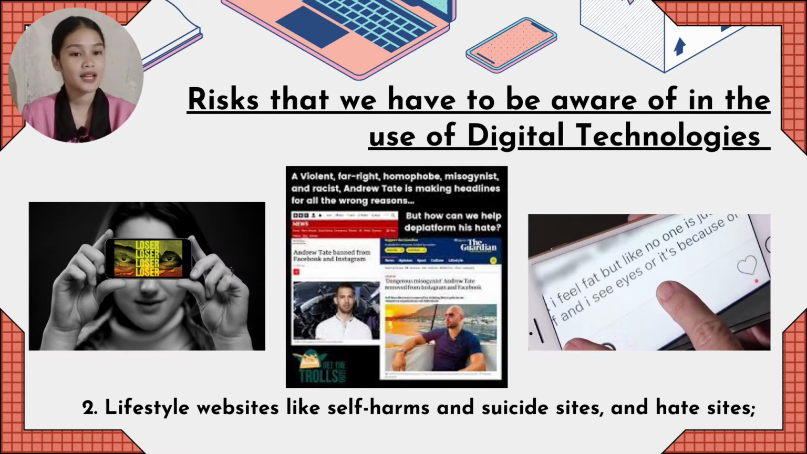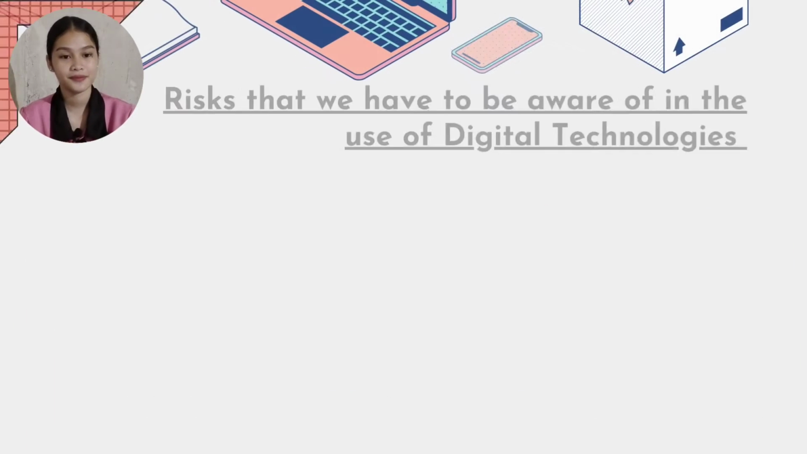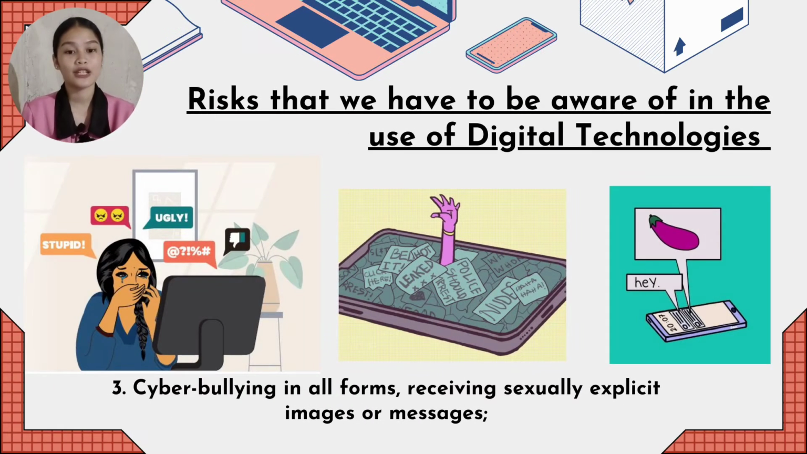You would not feel safe allowing your learner to wander aimlessly through a large city alone and in the middle of the night. So remember that the internet is like a large city, full of good and bad, and a place that a child needs to be supervised. 3, cyberbullying in all forms, receiving sexually explicit images or messages. As we all know, this is still a living issue in today's world of the students.